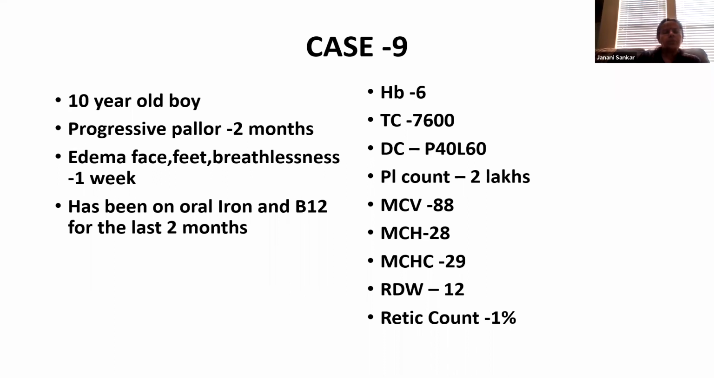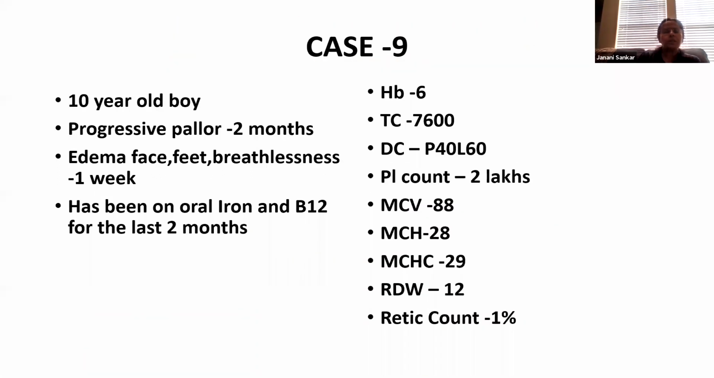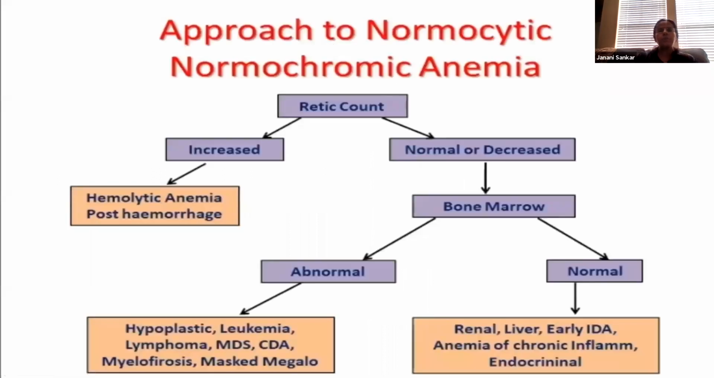So we went further into the history and did a good clinical examination. So this is normocytic normochromic anemia, if you see. The MCV is normal, the MCH is normal, the MCHC is normal, RDW is normal, but hemoglobin is 6. So this is normochromic normocytic anemia. We've looked at microcytic, we looked at macrocytic. This is one example of normocytic normochromic anemia where retic count plays a vital role.